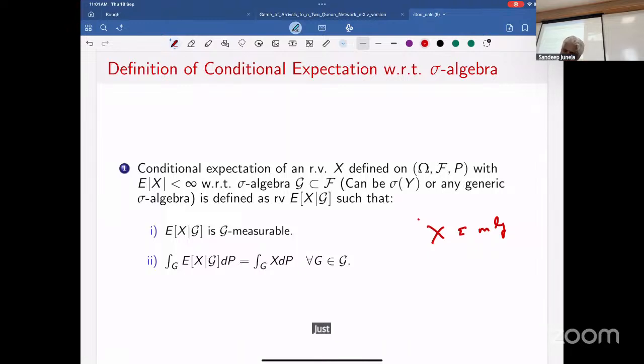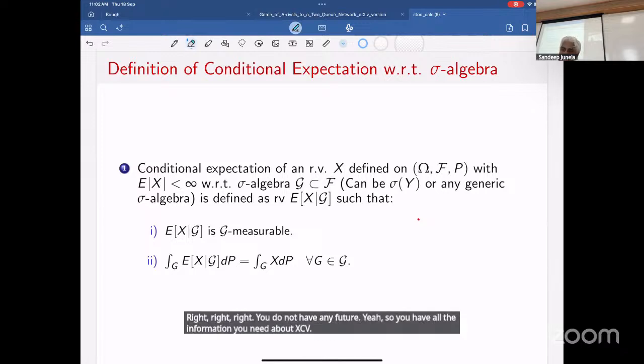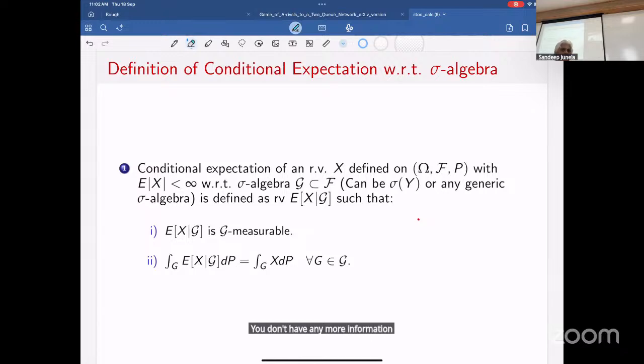Why? Because you have all the information. You're conditioning on the fact that G takes all, so you have all the information you need about X in G. You don't have any more information. You have all the information. Exactly, everything is in.